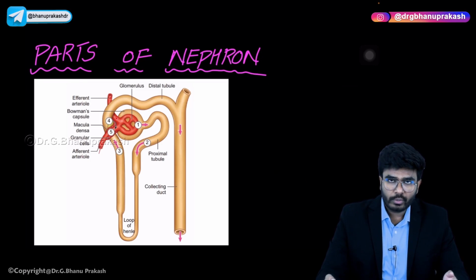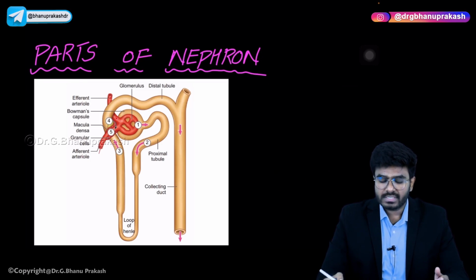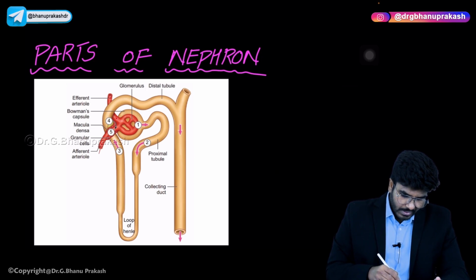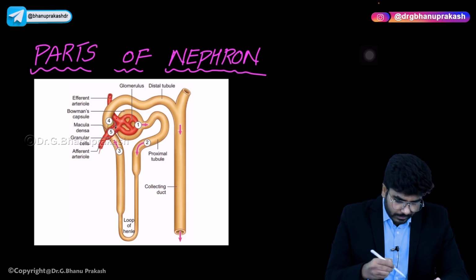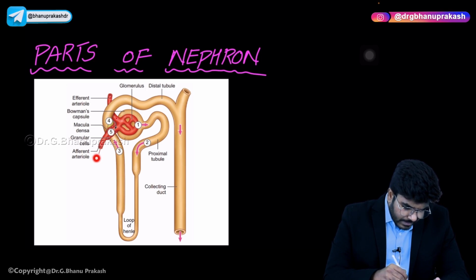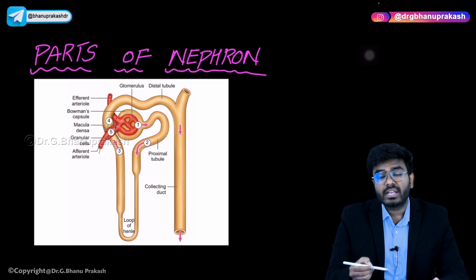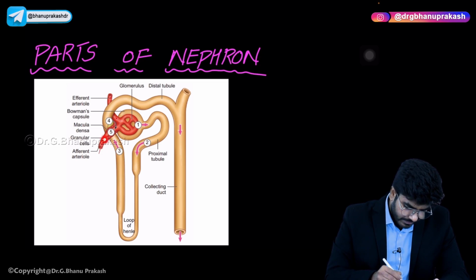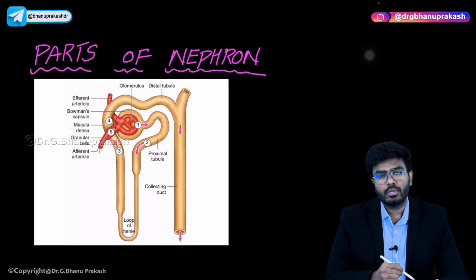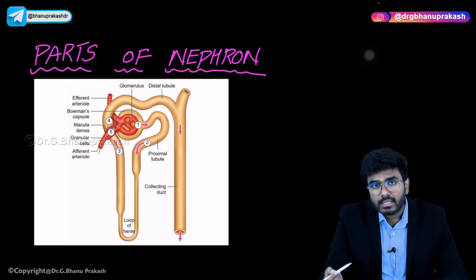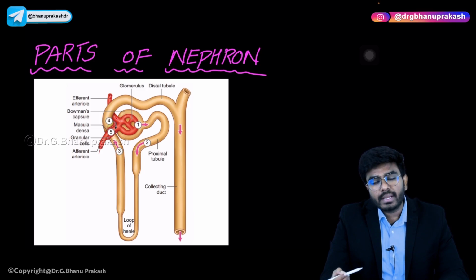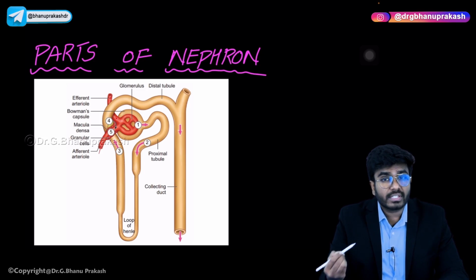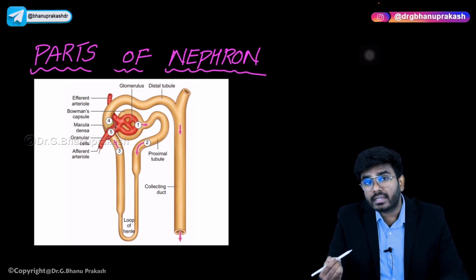You guys already know it, but for the sake of completion, I am just telling you. If you look here, guys, the blood vessel which is bringing the blood to the nephron for the process of filtration, see this blood vessel, is known as the afferent arteriole. Afferent means arriving. So the blood vessel which brings the blood to the nephron for filtration is known as the afferent arteriole.